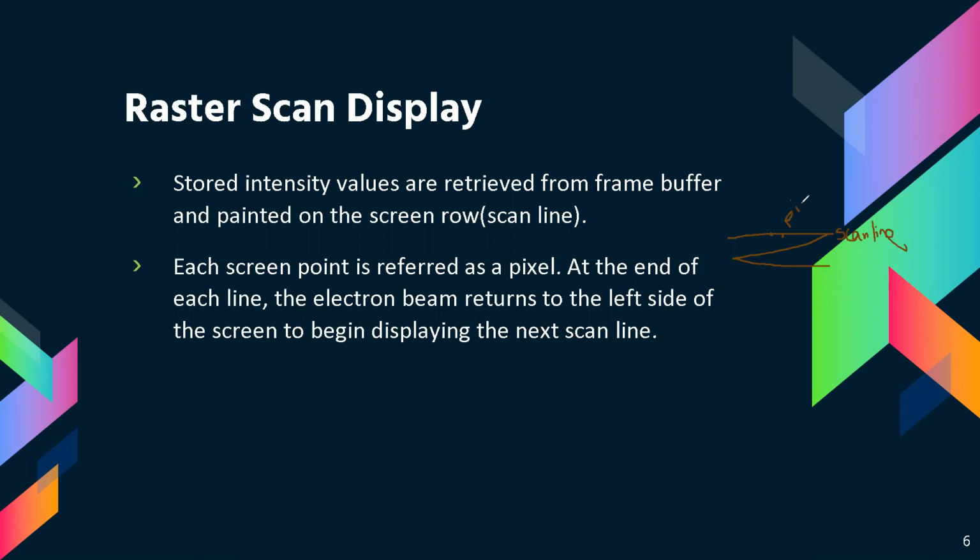Each point in it is called a pixel, and this is the horizontal line. Clear that? Hope you understood the raster scan display.